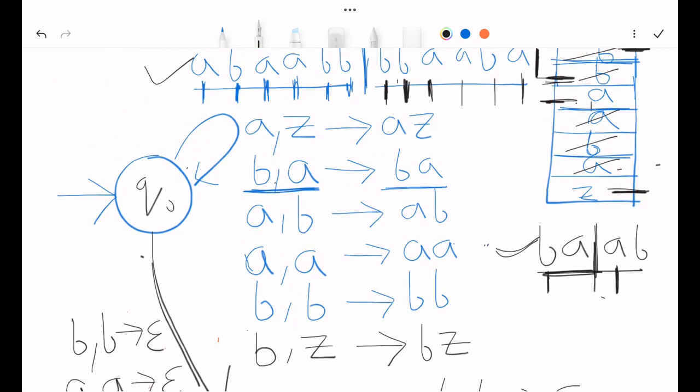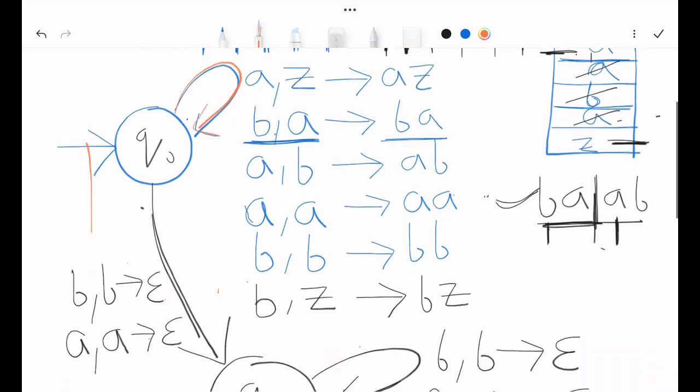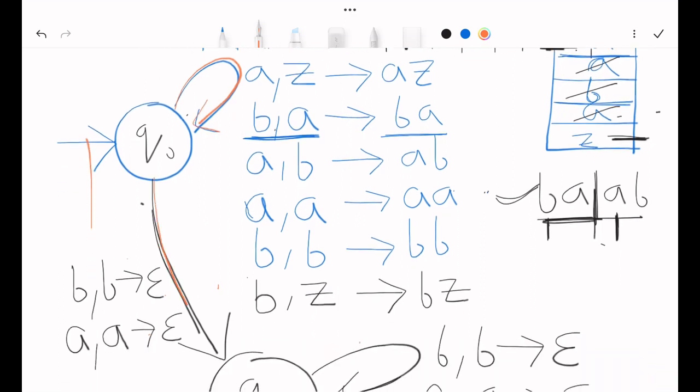Now in this NPDA you can see what is going on here. For A I am moving to Q0 as well as, for A I am moving also to Q1. So I am moving to two states at one time.